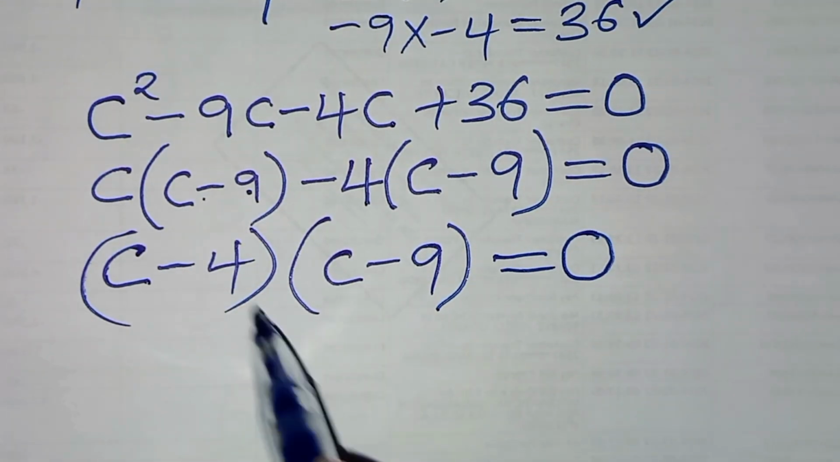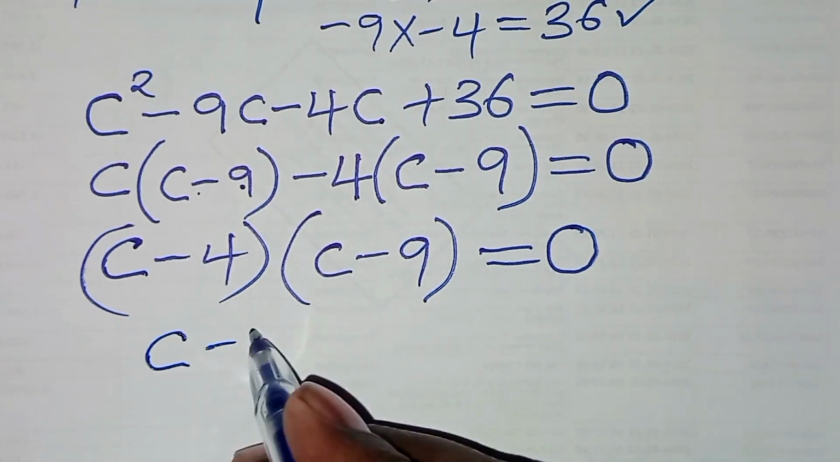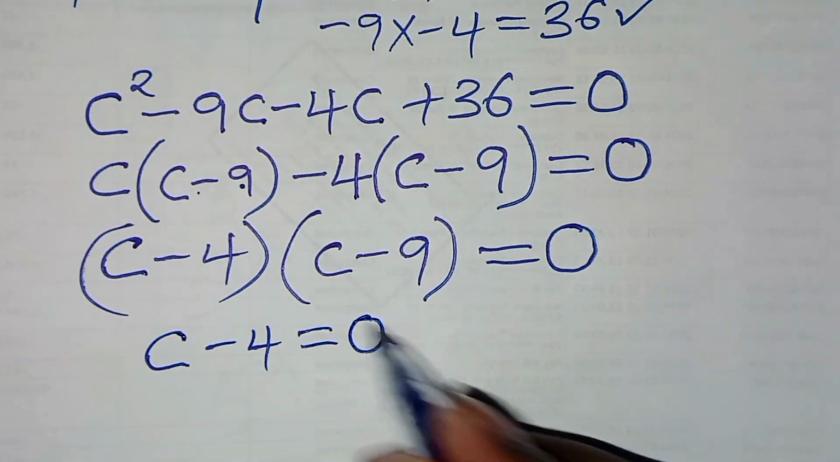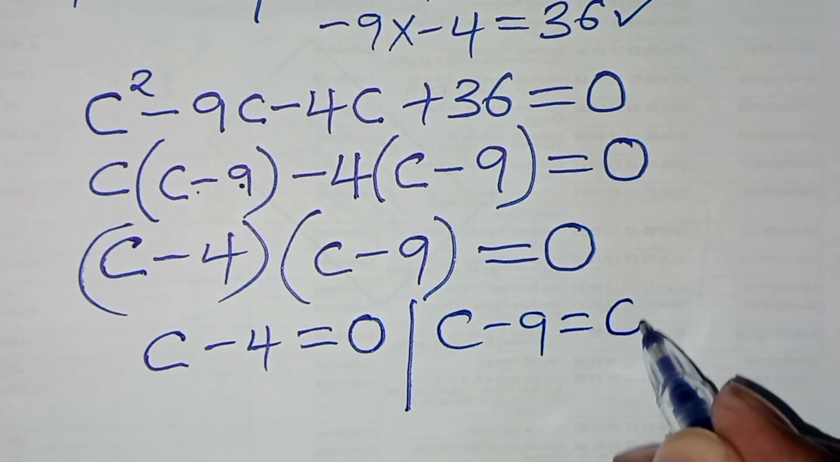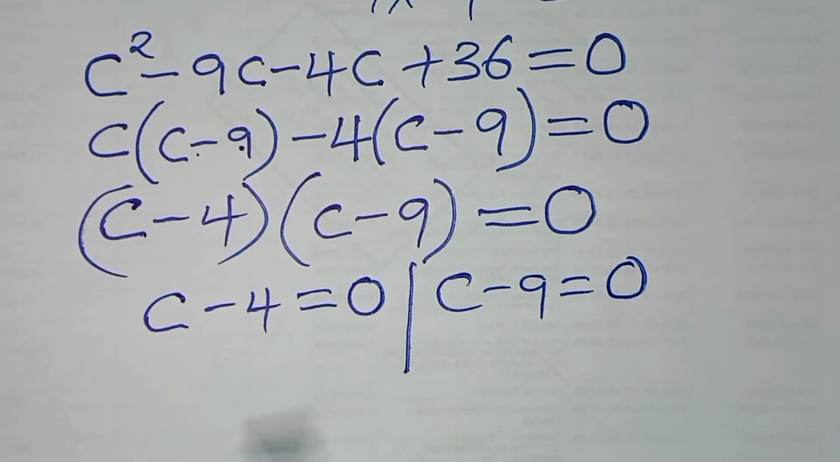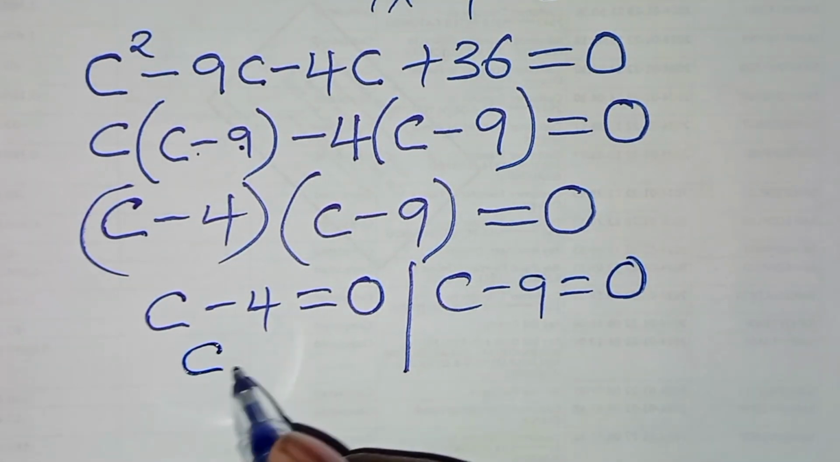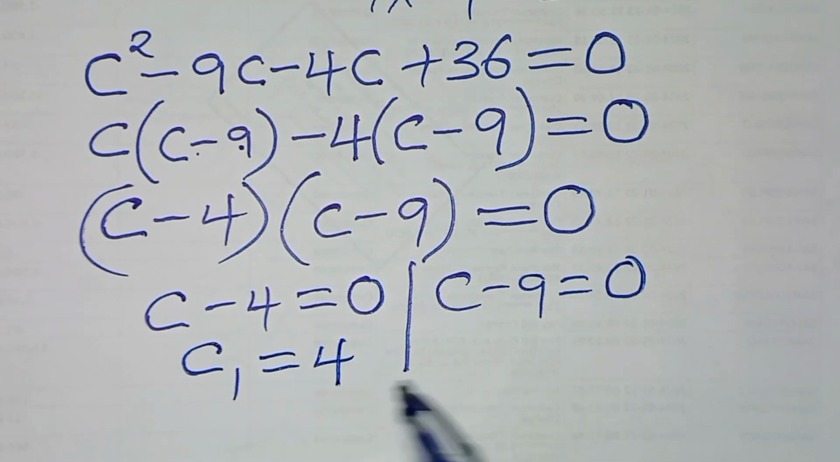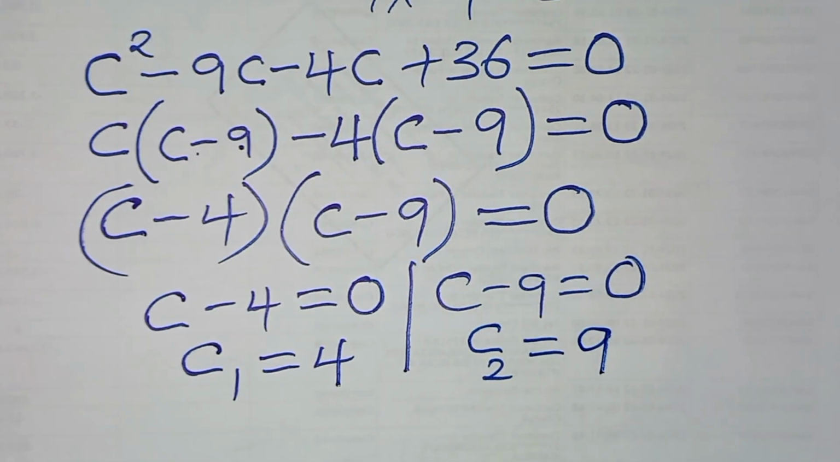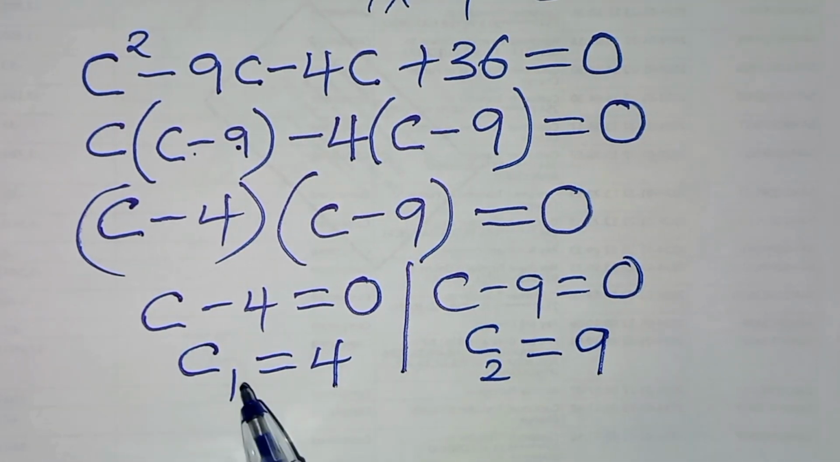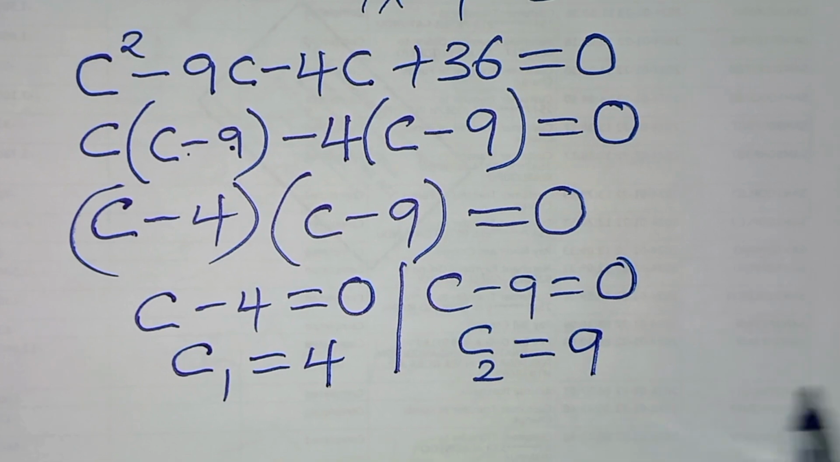So in this case, we have two parts here. We have c minus 4 equal to 0, and we have c minus 9 equal to 0. So we have two possible values of c. We have c1 equal to 4, and we have c2 equal to 9. So we have c1 equal to 4 and c2 equal to 9.